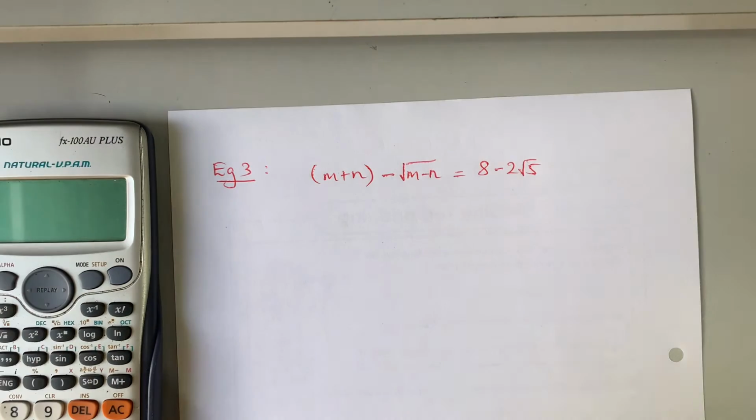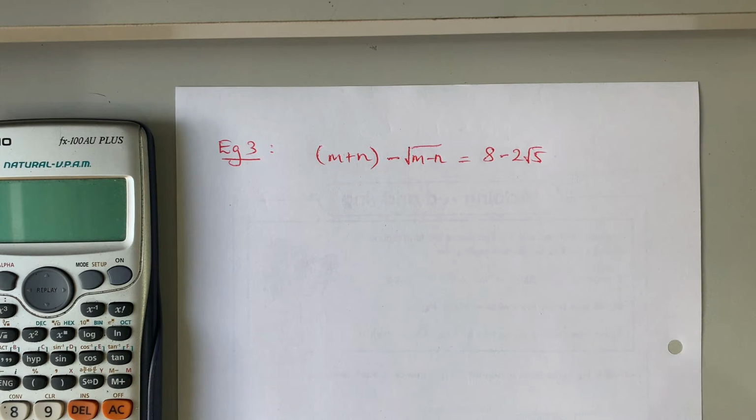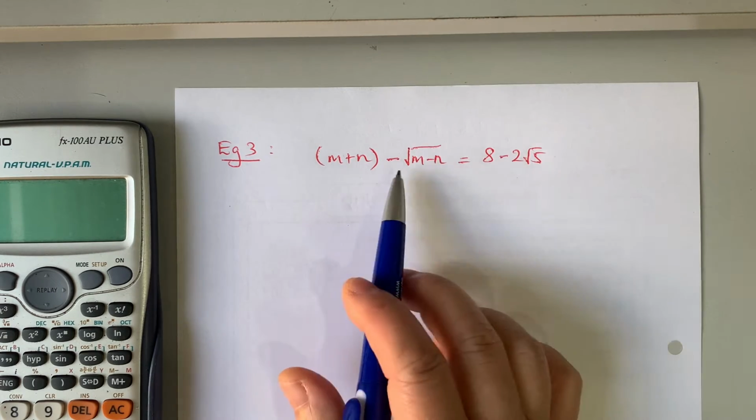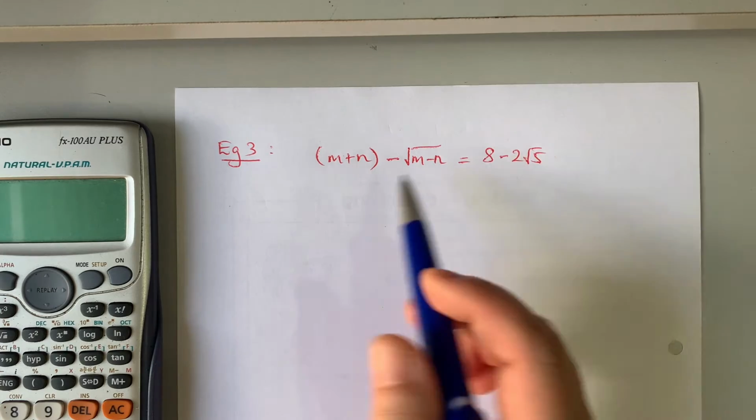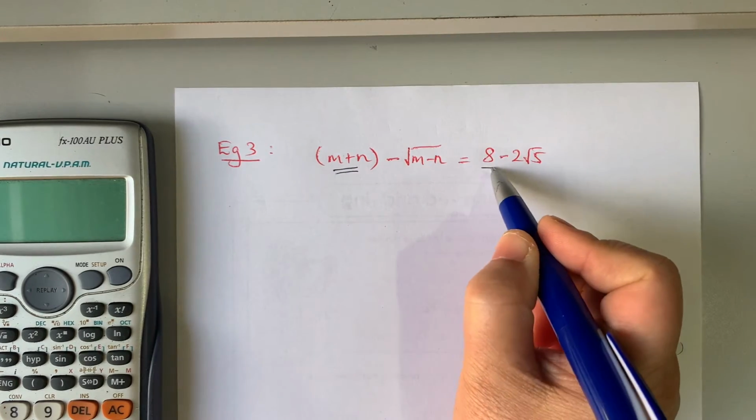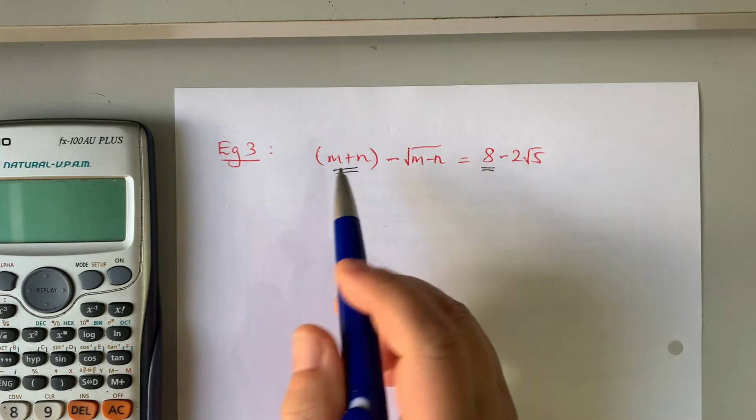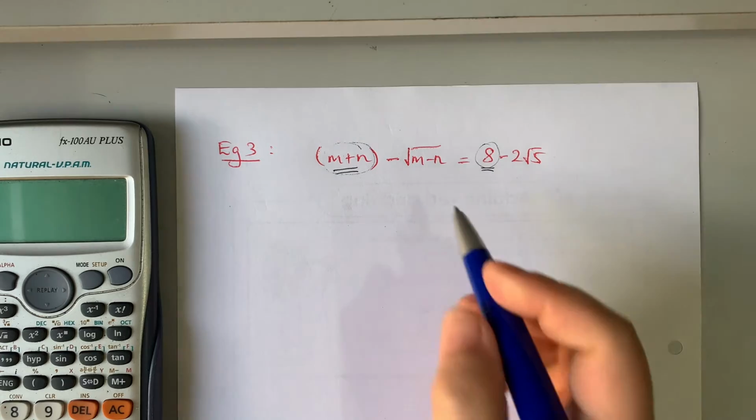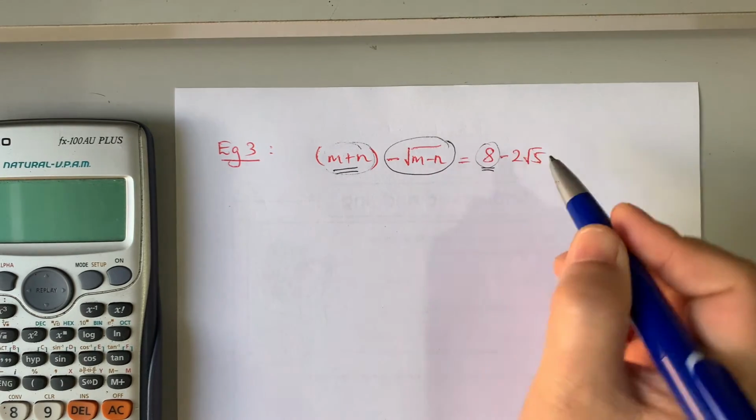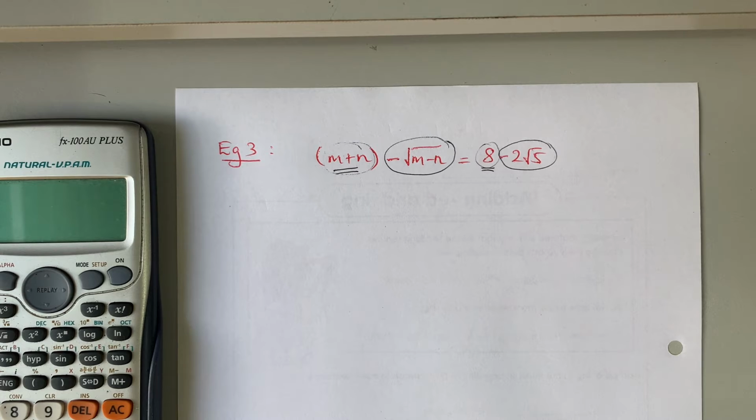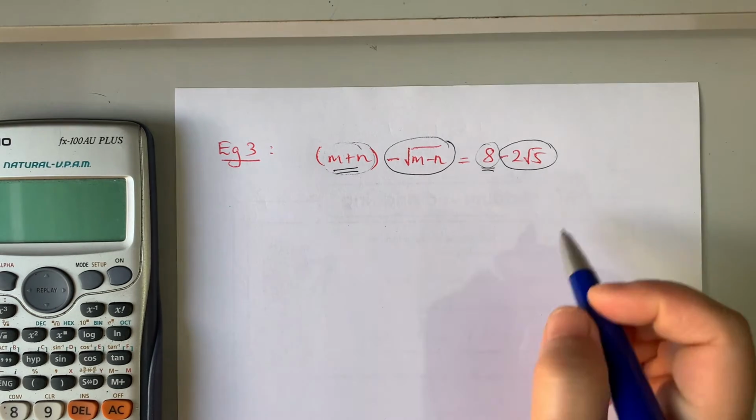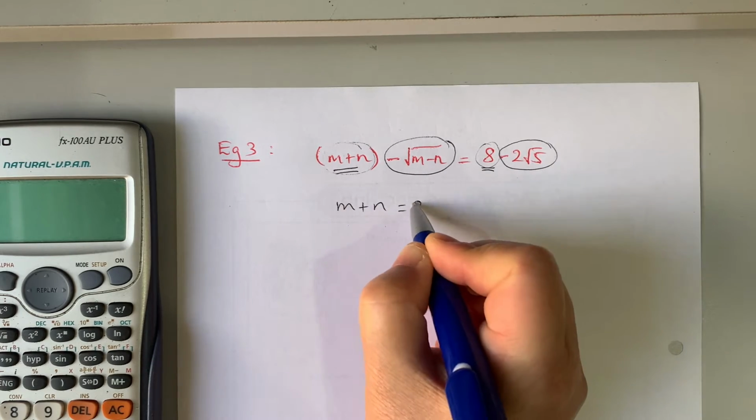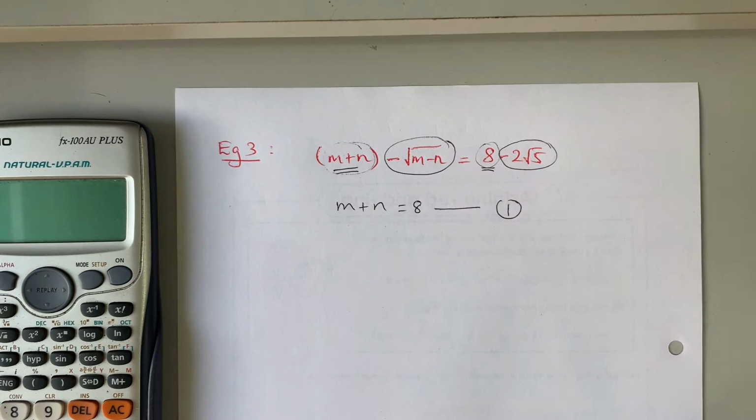Example 3, let's say we want to do something like this. Now, the same idea for two expressions to be equal to each other. These two are identities. The parts of the expression have to be equal to each other. So the whole number, m plus n, has to be equal to that whole number. And the surd bit has to be equal to that surd bit. So let's equate them. m plus n is equal to 8. Let's call that equation 1.